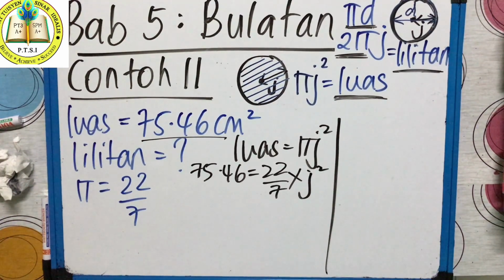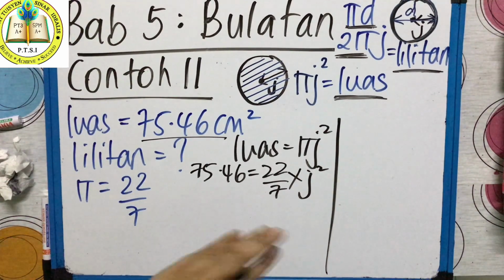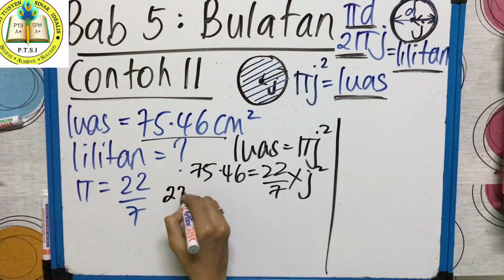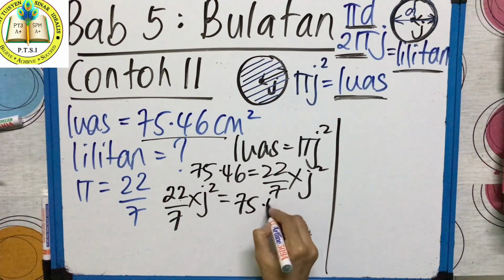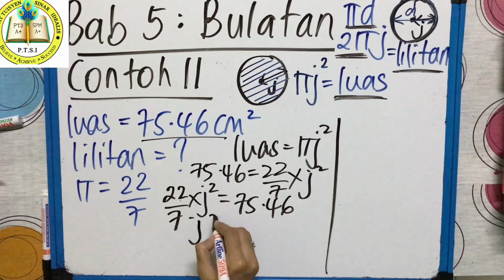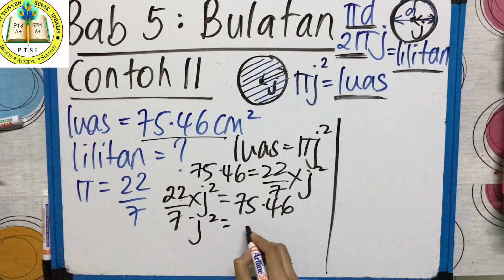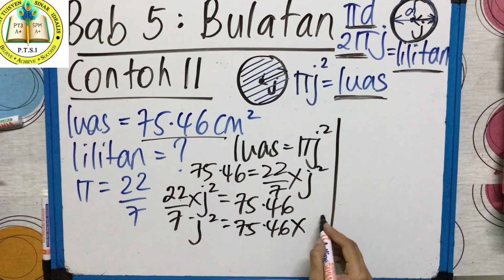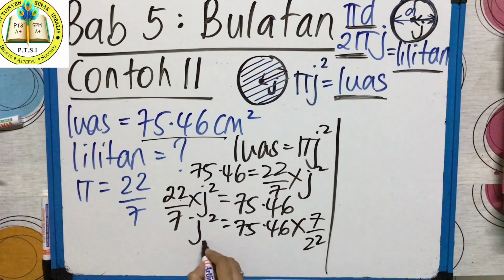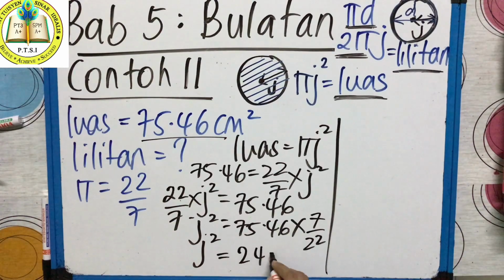Kita tidak tahu nilai jejari. So if you don't know jejari, what you supposed to do class? I said must bring to the left. Swap. So 22 over 7 times jejari kuasa 2 equal 75.46. So jejari kuasa 2, leave it here. 75.46 times 22 over 7 go there, 7 over 22. So tekan calculator, J kuasa 2 kamu dapat berapa? You get 24.01.